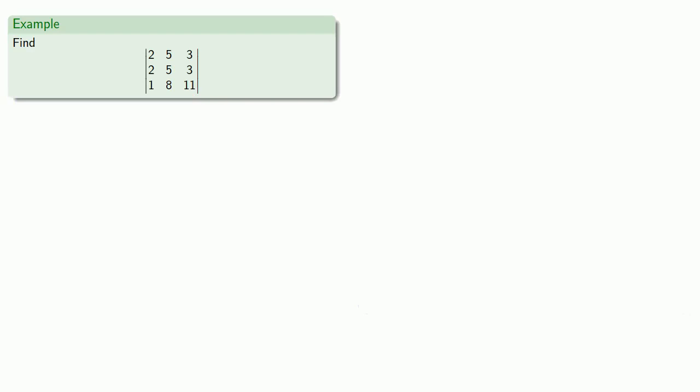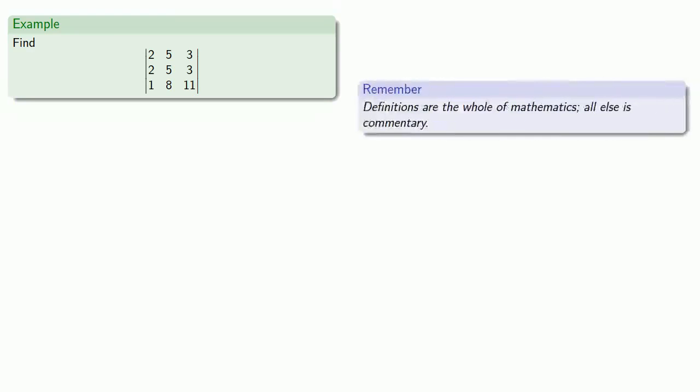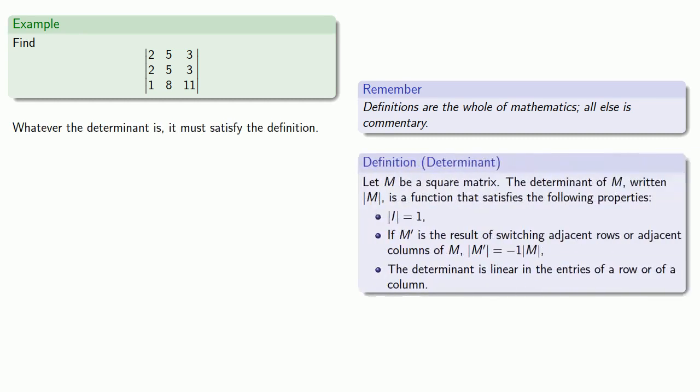And at this point, well, definitions are the whole of mathematics, all else is commentary. We know how to calculate the determinant of any matrix. Well, more or less. There is a lot of commentary to go. So let's start off with a simple matrix. Now, whatever the determinant is, it must satisfy the definition. So let's pull that definition in again.